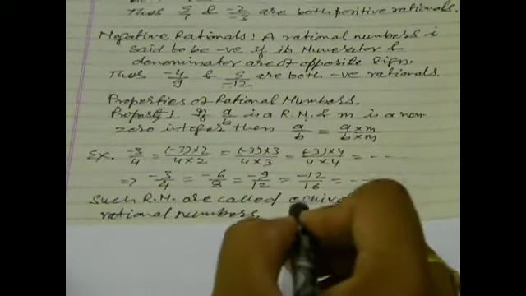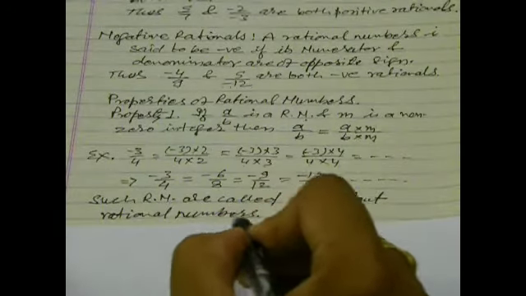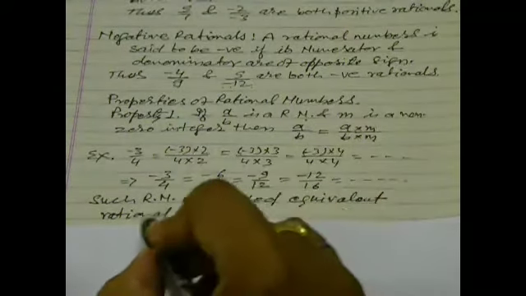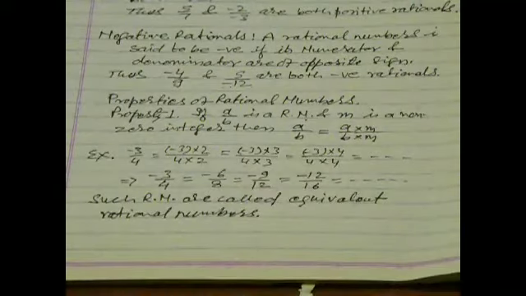Such rational numbers are called equivalent rational numbers.